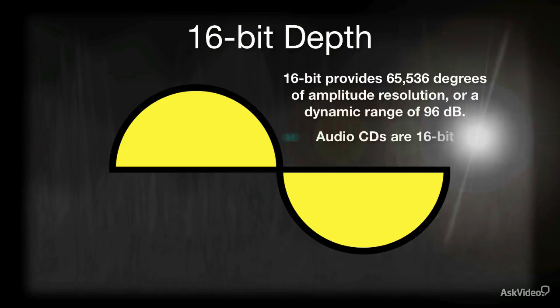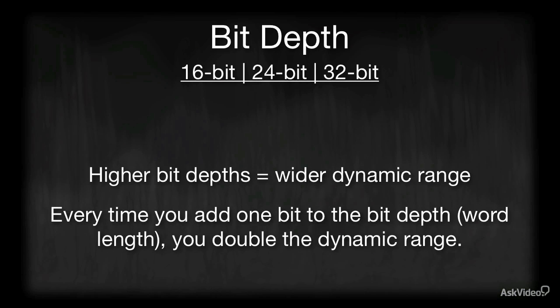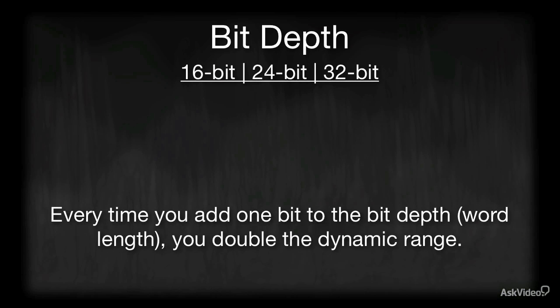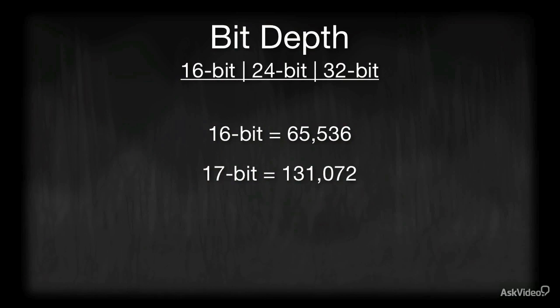Now, audio CDs have always been 16-bit, but remember that every time you add 1 bit to the bit depth, you double the dynamic range. Now, let's see how that works. If a 16-bit depth gets you 65,000 degrees of resolution, if you were able to add 1 bit to that word length, like a 17-bit recorder, which has never existed, you would double its amplitude resolution to over 131,000 degrees of amplitude resolution. So when you compare 16-bit to 24-bit, since it doubles every bit, it's an exponential expression.